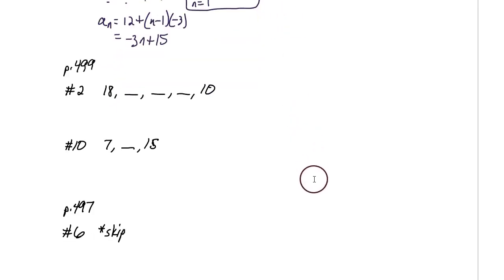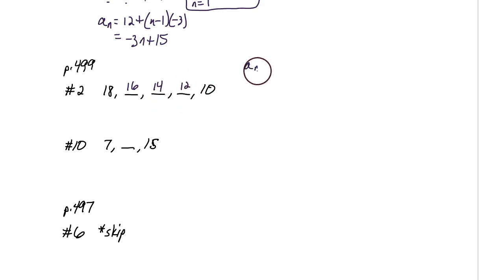Next, page 499. This is where we were finding arithmetic means. So we need to know what the value of D is. Or maybe you can do it mentally and figure out this is 16, 14, 12. And that creates equal differences between all the terms. But let's say you don't notice that.